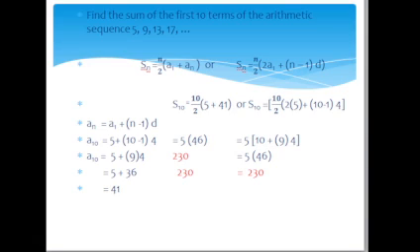So even if not all the terms are given, we can still solve the sum using the formula for the sum of the arithmetic sequence.